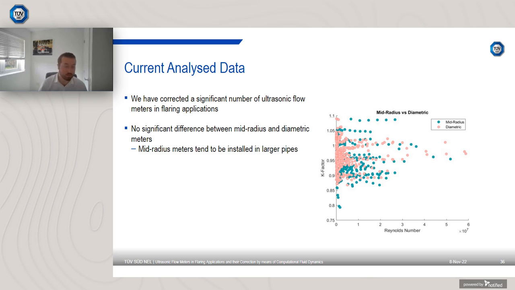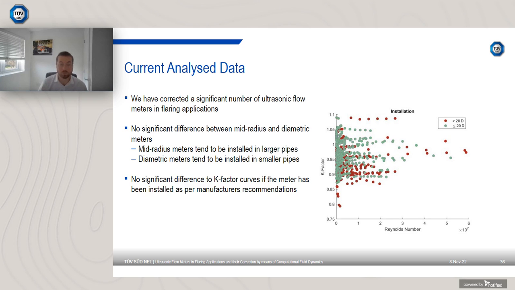The only real difference is that mid-radius meters tend to be installed in larger pipes, and diametric meters tend to be installed in smaller pipes. This is because when you have a diametric meter in a larger pipe, you need more power to push the signal from one side of the pipe to the other, especially when you have a higher velocity.